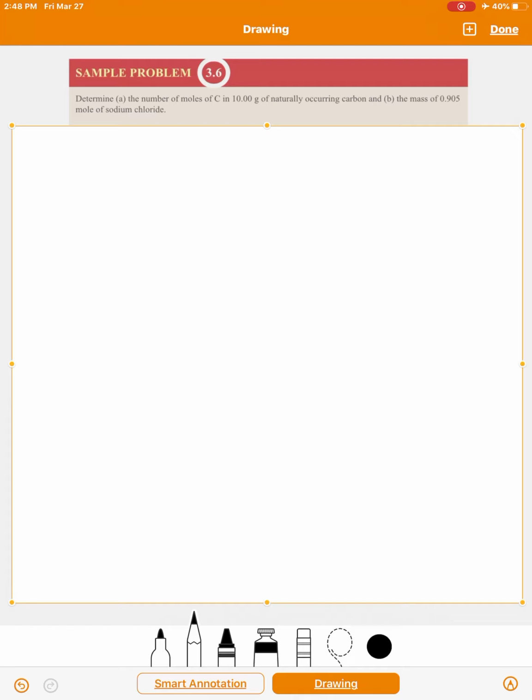Okay, let's take a look at sample problem 3.6. Determine the number of moles of carbon in 10.00 grams of naturally occurring carbon, and B, the mass of 0.905 moles of sodium chloride. So for these conversions, where we're going between grams and moles, grams to moles, or vice versa, this conversion is done with what's called the molar mass.